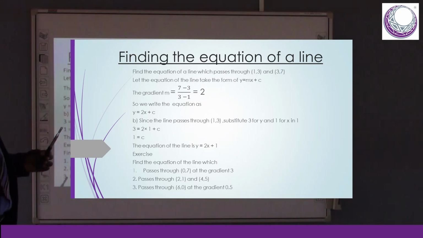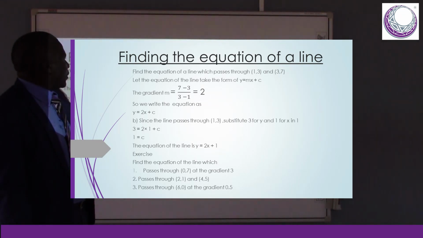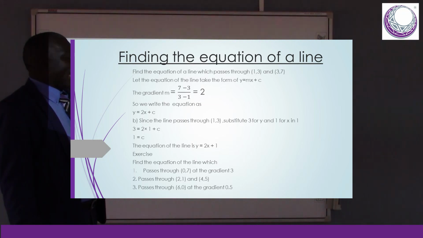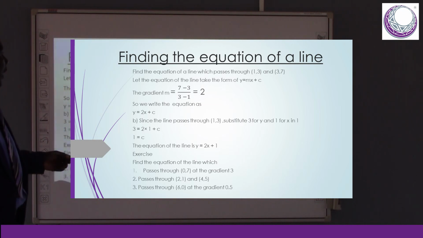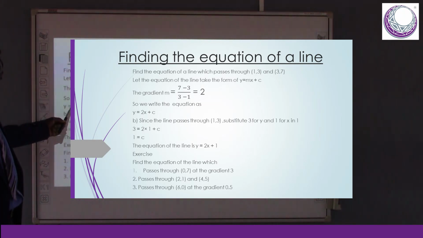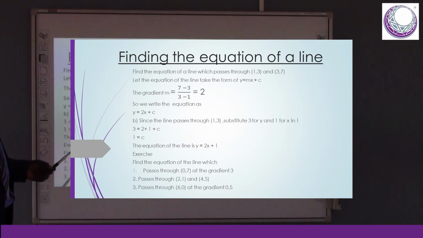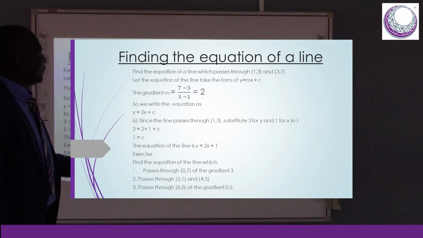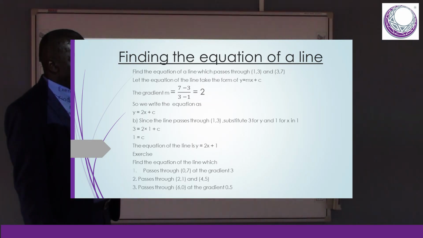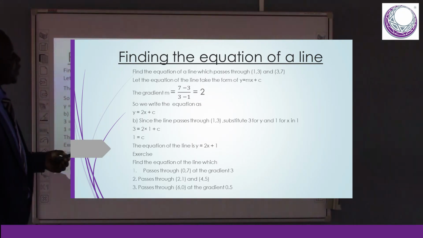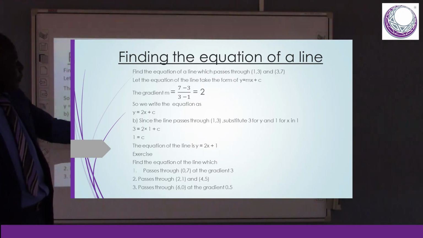So we write the equation as y is equal to 2x plus c. Now why am I writing 2x? Because I already know the value of my m, which is the gradient of this particular line. But I don't know the y-intercept, which is the value of my c. So since the line passes through the point (1, 3), why did I choose (1, 3)? I can even choose (3, 7), or I can choose (1, 3). It depends on me. Whichever point I choose, it will give me exactly the same equation. So I've taken the point (1, 3).